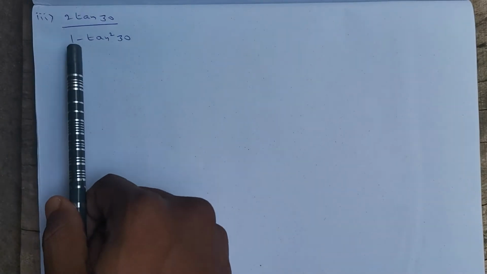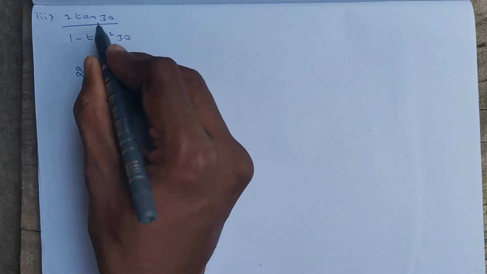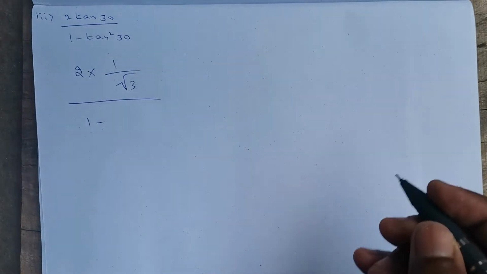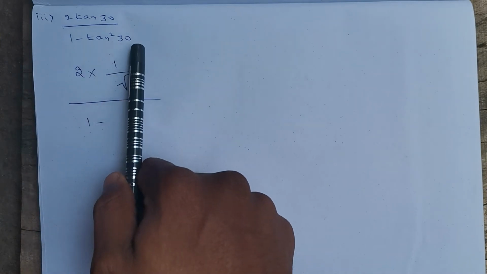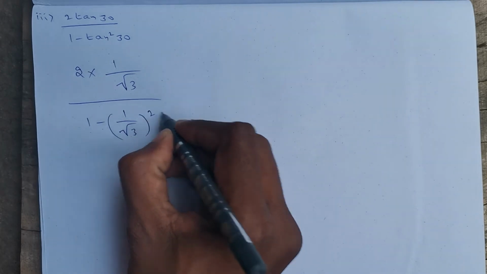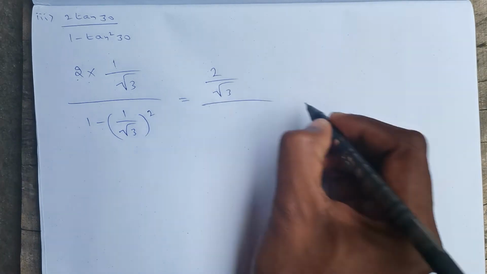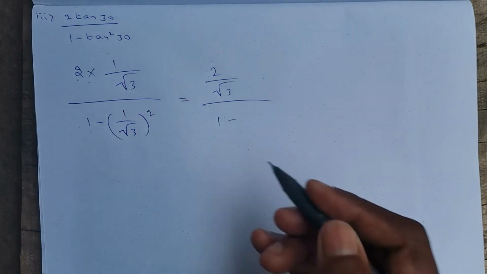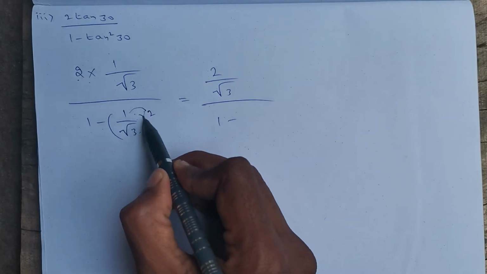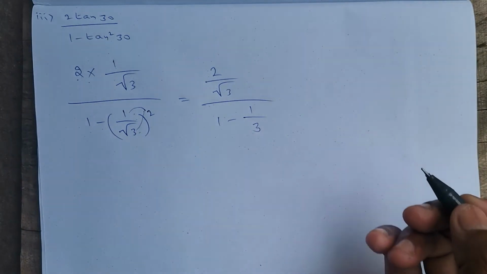Next question is 2 tan 30 divided by 1 minus tan square 30. 2 into tan 30, 1 by root 3, whole divided by 1 minus tan square 30. Tan square 30 is nothing but tan 30 whole square, so that is 1 by root 3 whole square. 2 into 1 by root 3, 2 by root 3, whole divided by 1 minus 1 by root 3 whole square. This square is applicable for numerator as well as for denominator. So 1 square is 1, by root 3 square 3.